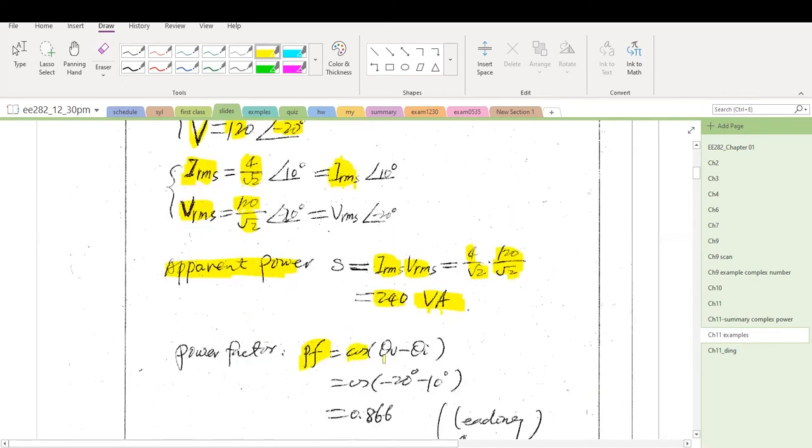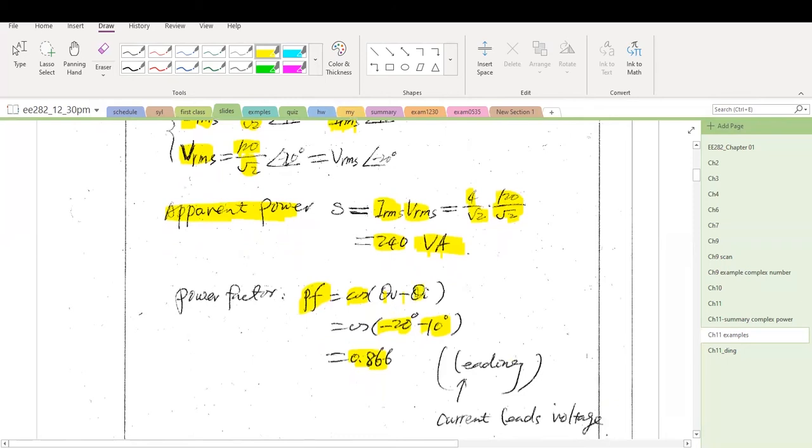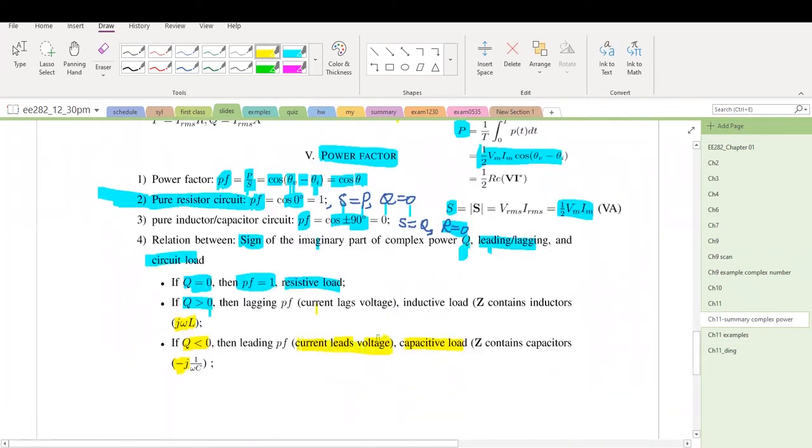The power factor is cosine of theta_V minus theta_I. We know theta_V and we know theta_I. We plug them in and obtain the power factor. We can see theta_I is leading theta_V. Therefore, this is a leading circuit. The current leads the voltage, so we should have a capacitive load. The impedance should contain a negative imaginary part.